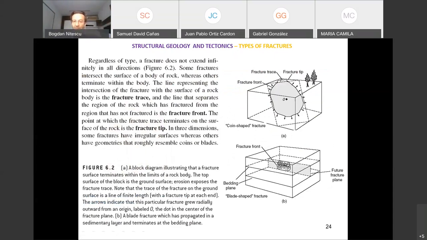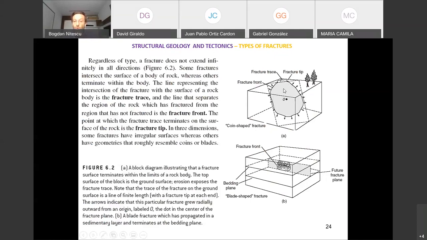When we look at the surface, we are here at the surface and we walk the ground, and we see a fracture. Basically, the fracture is a plane, or a surface of discontinuity in the rock. But what we see here is actually what we call the fracture trace. It is the intersection of the plane of discontinuity with the surface of the Earth. This intersection we call fracture trace. And the point where the fracture terminates is called the fracture tip.